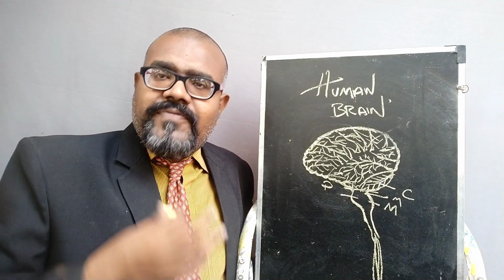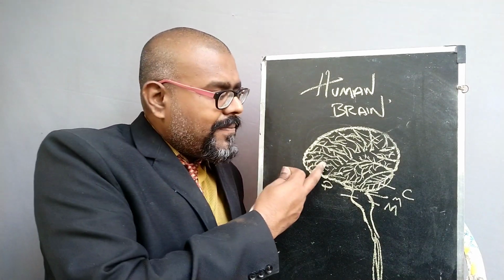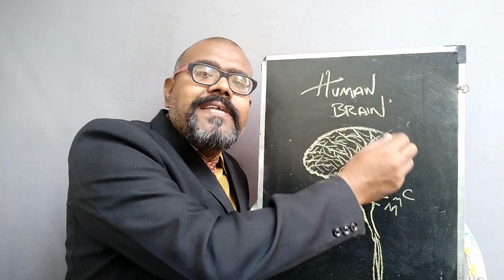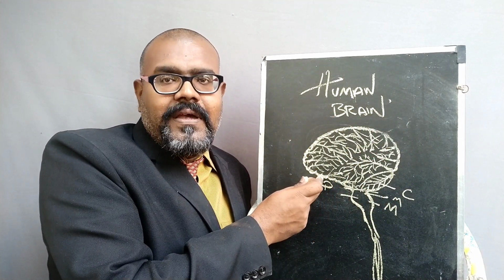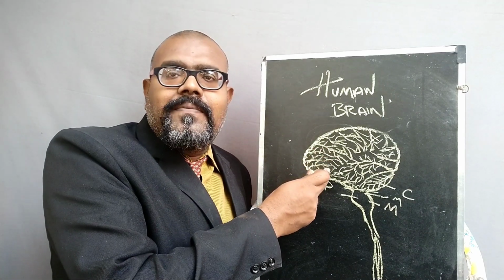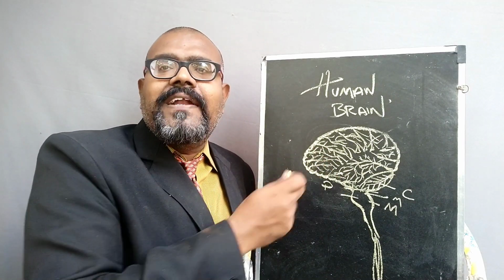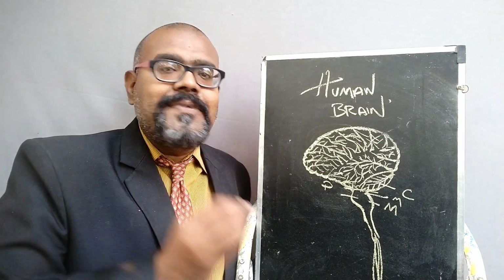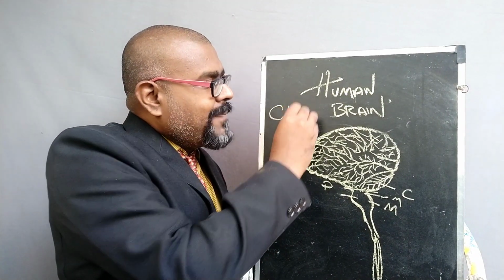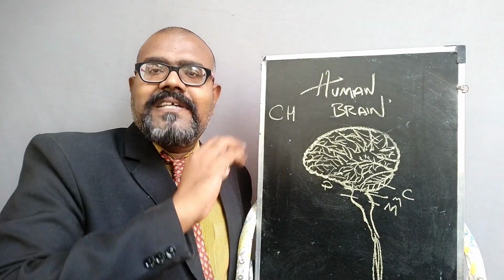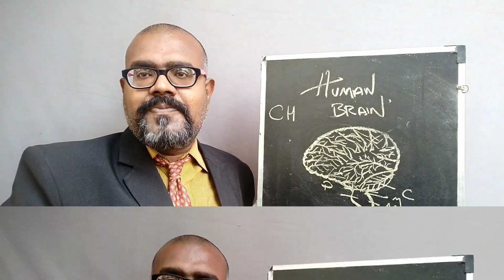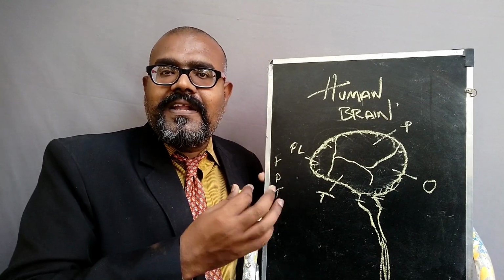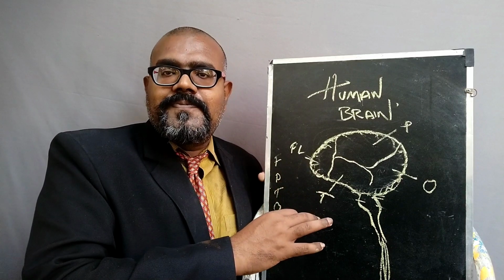Among all the parts of the human brain, the cerebrum plays a main vital role. This cerebrum occupies the major portion of the human brain. We can further divide the cerebrum into two different hemispheres. They are called the cerebral hemispheres, that is, the right cerebral hemisphere and the left cerebral hemisphere.